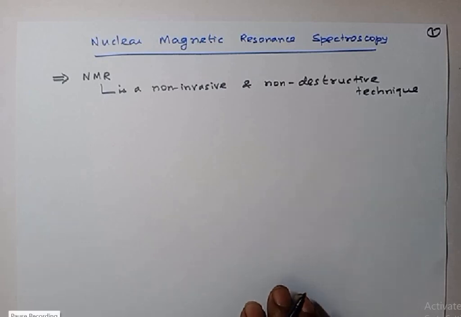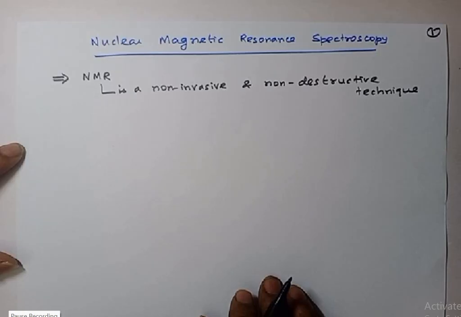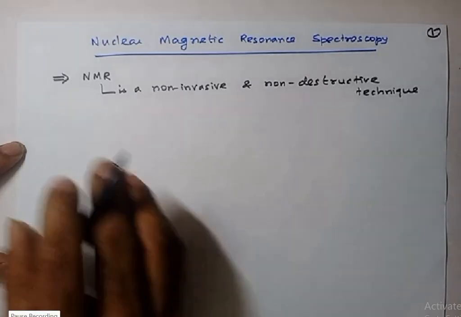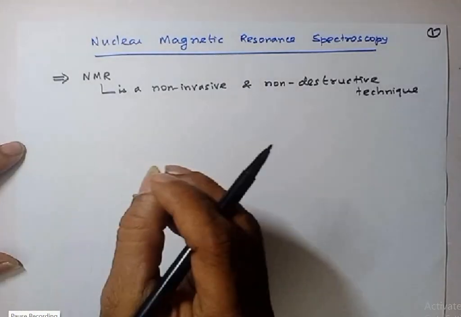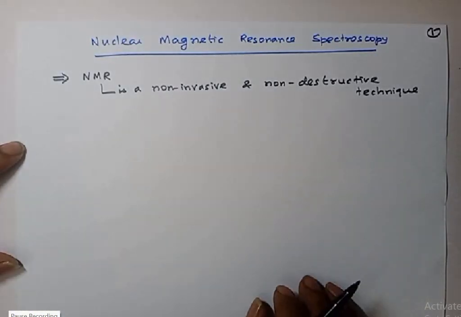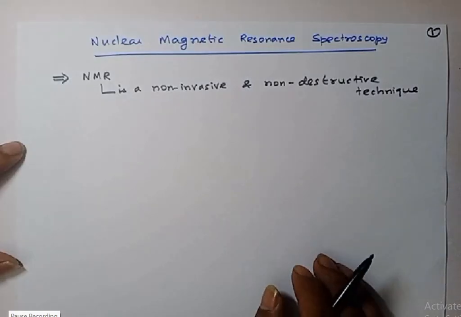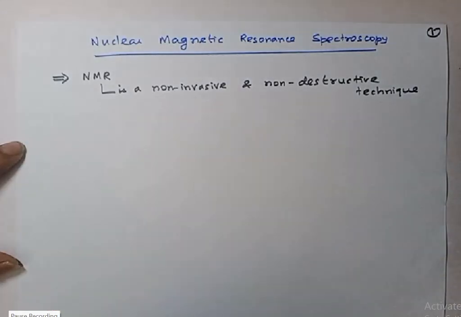So this is our first lecture on NMR, Nuclear Magnetic Resonance Spectroscopy. In the first session, we'll discuss some of the basic ideas on NMR. Then we'll discuss the applications of NMR in organic as well as in inorganic chemistry as we go along.